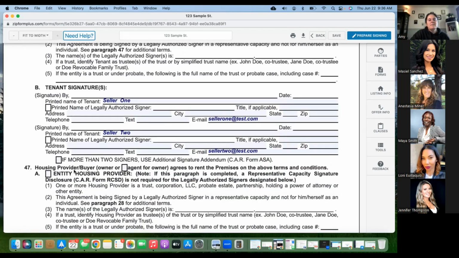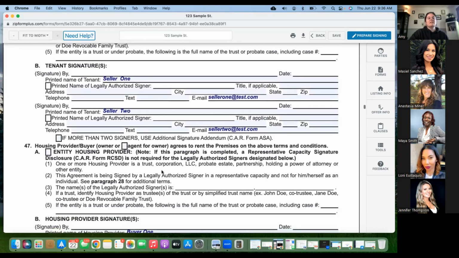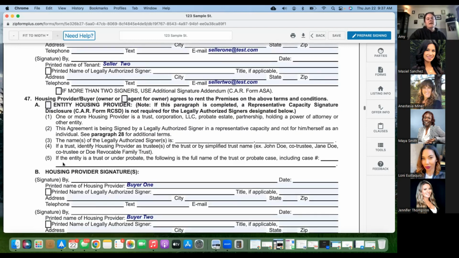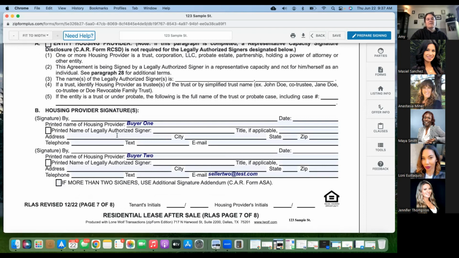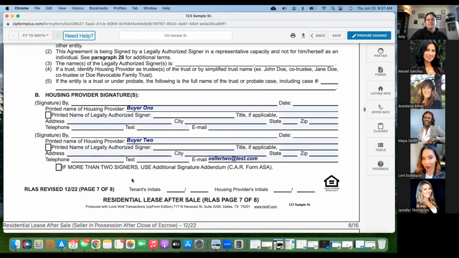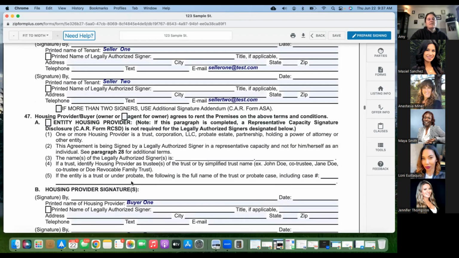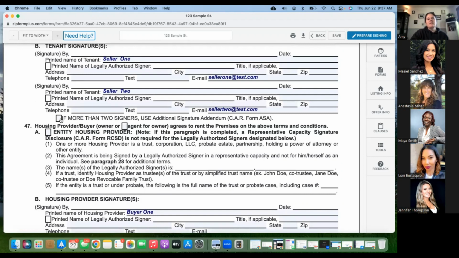And then the housing provider or buyer, owner or agent from the owner agrees to rent the premise on the above terms and conditions. Entity housing provider. So this would be, again, if they are a trust that was buying the property, or a corporation or something like that, we would mark that box there. And then fill out this section. And then everybody signs down here as far as the buyers go. Okay, same thing here as with all those. If there's two or more signers, we would use the ASA form, the additional signature addendum.